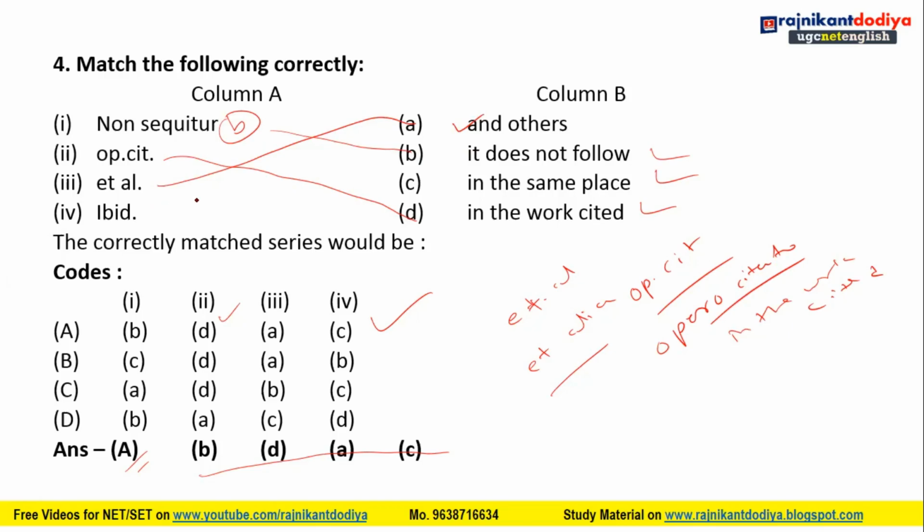Then ibid. So what remains last? Ibid means in the same place. It is sometimes written in the references and bibliography. Ibid is also a Latin word. It means in the same place. So friends, once again, non sequitur means it does not follow, then op. cit. means in the work cited, et al. means and others, and ibid we can match with C, in the same place.